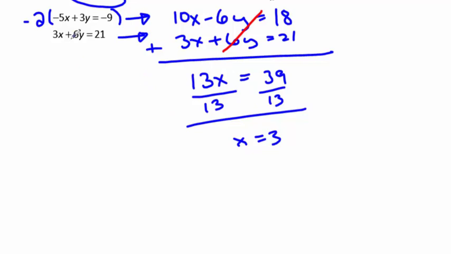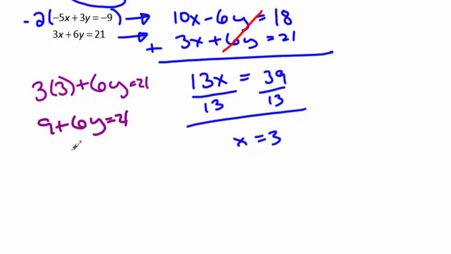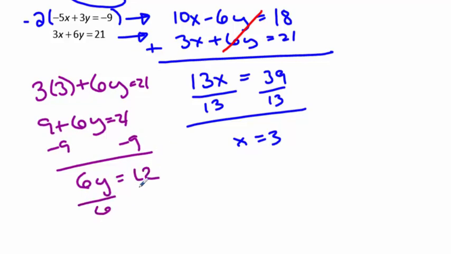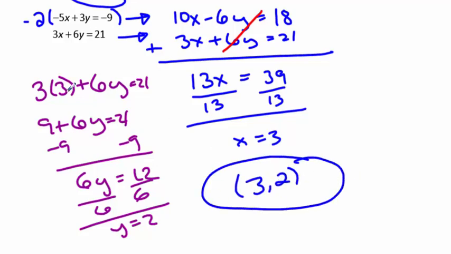So I'm going to work with the second equation. I'm going to have 3 times 3 plus 6y equals 21. So that's 9 plus 6y equals 21. Subtract 9 from both sides. So 21 minus 9 is 12. If I divide both sides by 6, I get y value is 2. The complete solution is the ordered pair, in this case 3, 2. That would be the solution to this equation.